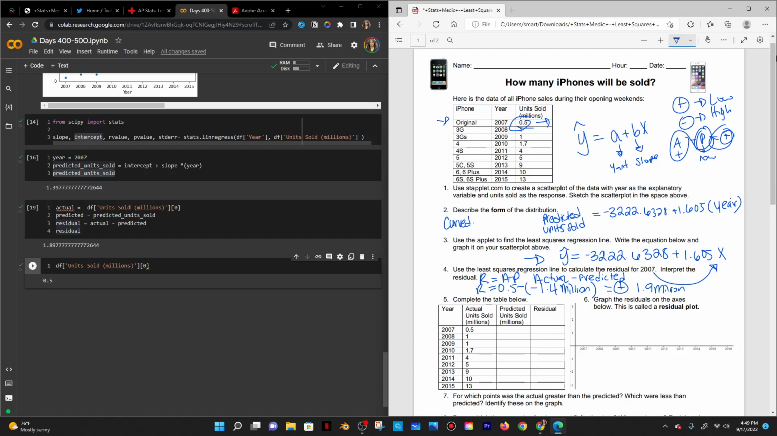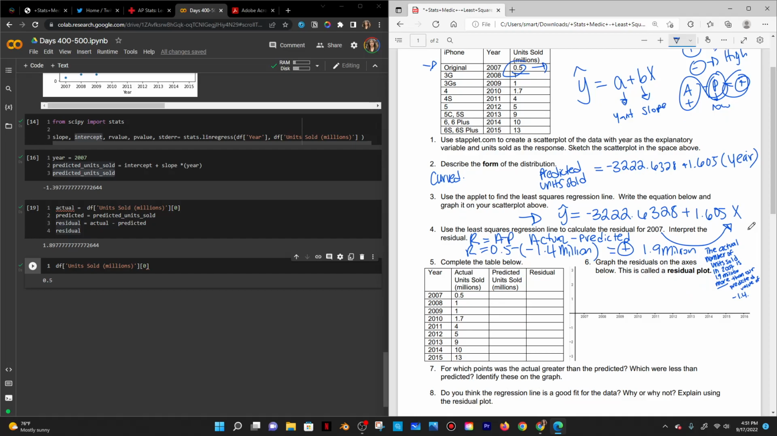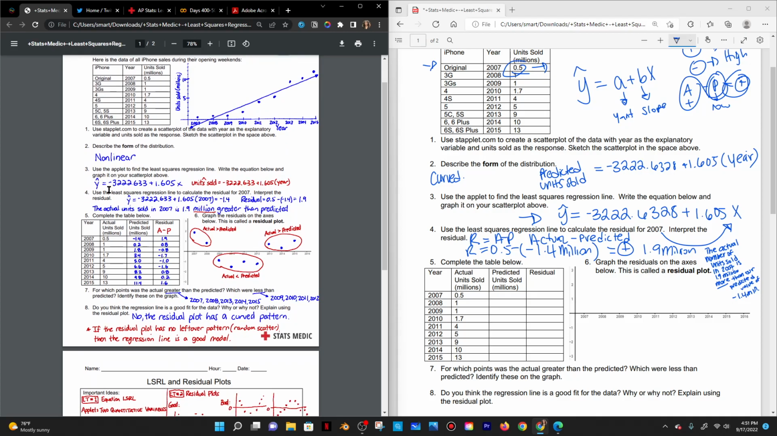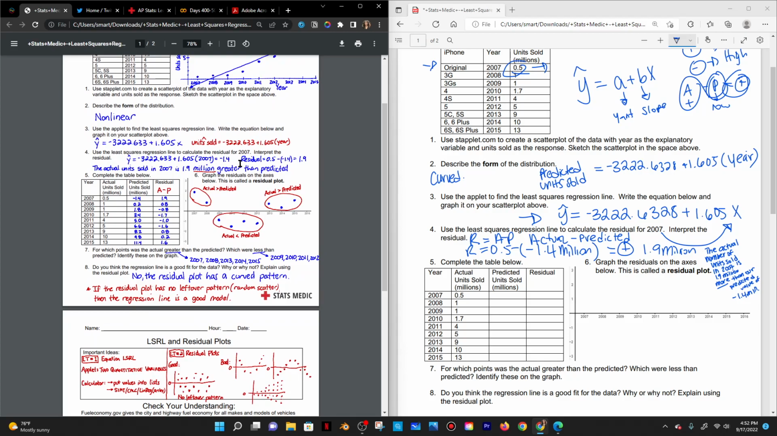Let me write that down. All right, I wrote it down: the actual number of units sold of the original iPhone in 2007 is 1.9 million more than our predicted value of negative 1.4 million. I probably should have added a million there. There we go. Let me make sure I'm right. Oh yeah, we could say curved or nonlinear for number 2. Number 3, we're right. Number 4, negative 1.4, 1.9, we're right.